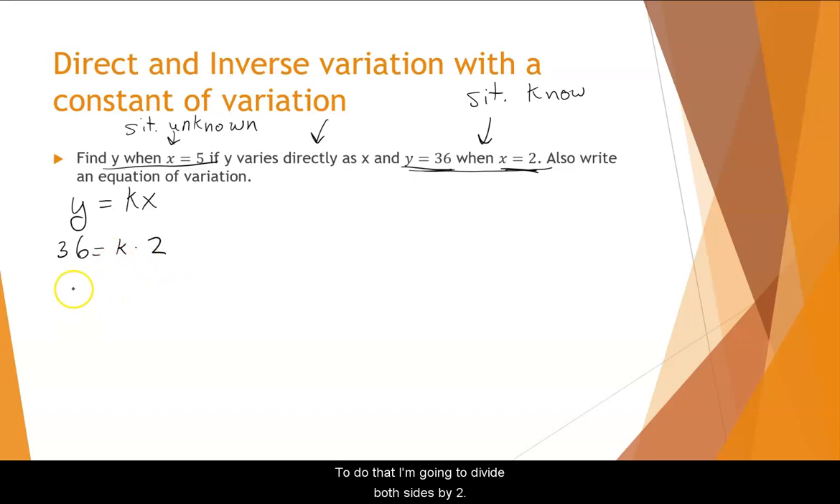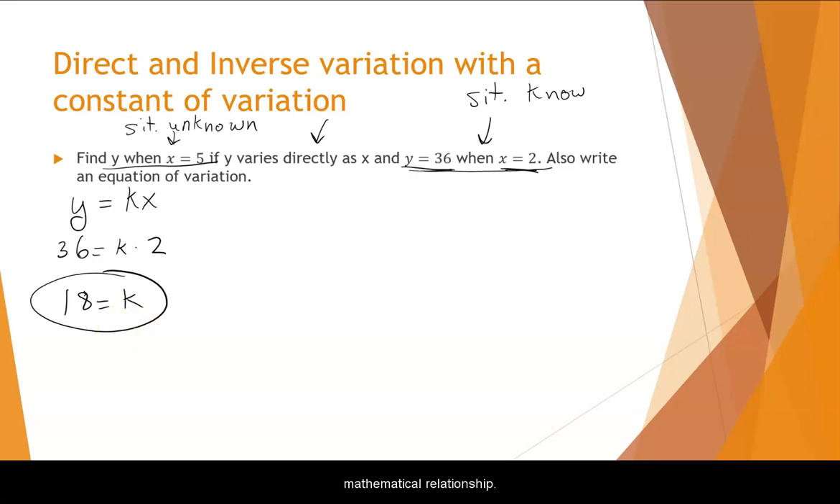To do that, I'm going to divide both sides by 2. We end up with 18 equals k. So there's our constant. What this tells us is that all of the problems in this mathematical relationship follow the equation y equals 18x. And so that means we can actually find y when x equals whatever.